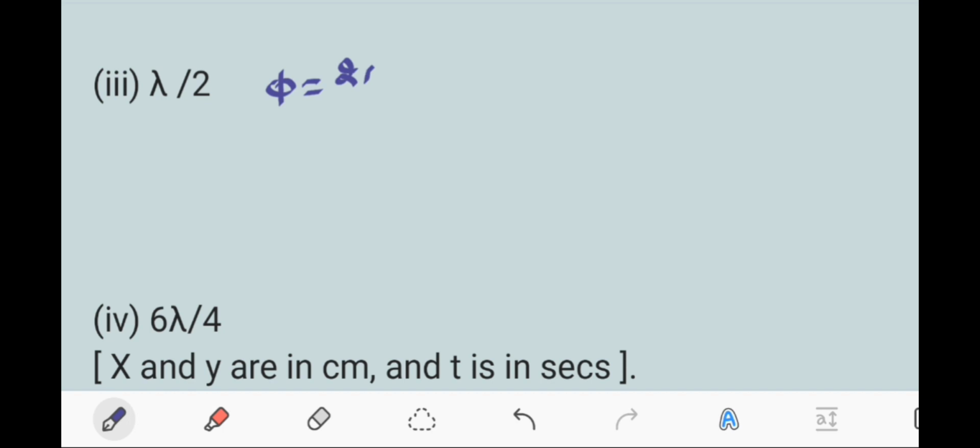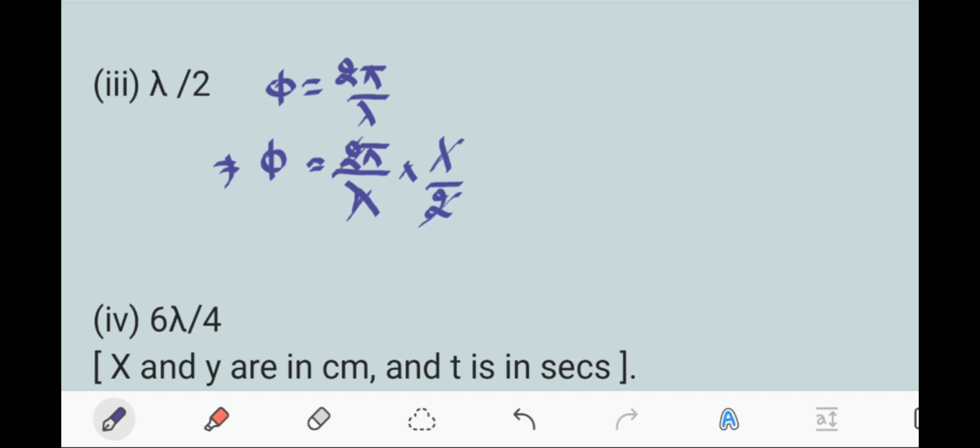Now it is lambda over here, so we can use the next formula, that is phi equals 2 pi upon lambda. Clear? So phi equals 2 pi upon lambda, and x equals lambda by 2, so this will be multiplied by lambda by 2. Sorry for the inconvenience students, that was my mistake. 2 and 2 get cancelled, lambda and lambda get cancelled, so this will be equal to pi radian only.